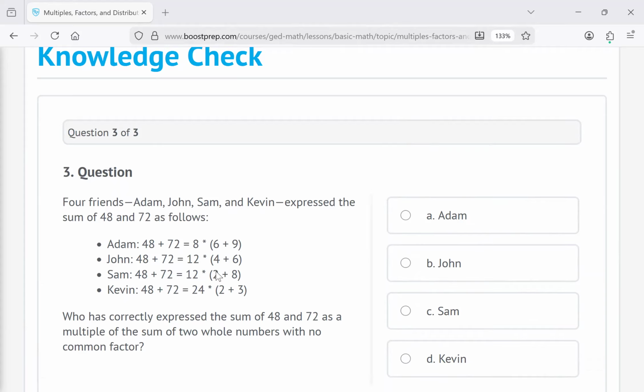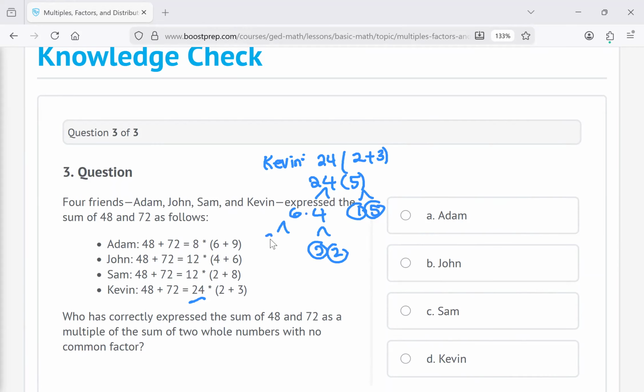I think it would be Kevin. Why Kevin? I'll show you why. This is Kevin, right? It is 24, and then it's 2 plus 3. 2 plus 3 is the same thing as 5, and then you have this 24. If you break it down, 5 is 1 times 5. 24 is the same thing as 6 and 4. 4 is 2 and 2. 6 is 2 and 3.